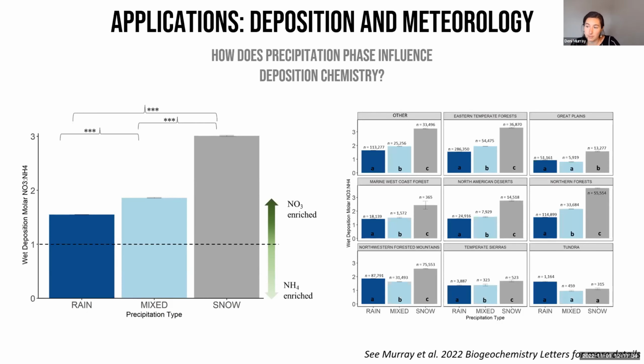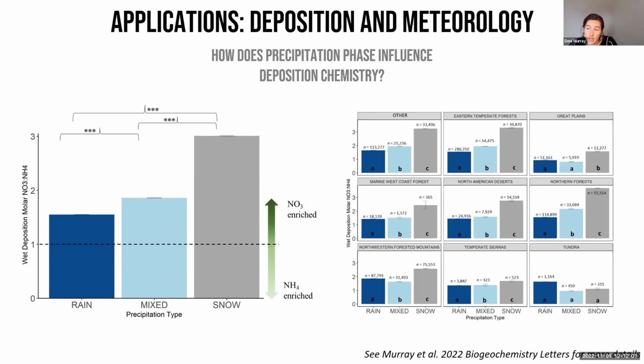And we can further subset our data product into ecoregions and perform the same analysis, preserving very large sample sizes. And we can see that the same pattern holds across multiple ecoregions in the US. This finding is important to consider in light of climate change, which is leading to warmer winters and less precipitation falling as snow in northern latitudes, which could potentially influence the annual load of nitrate to watersheds.